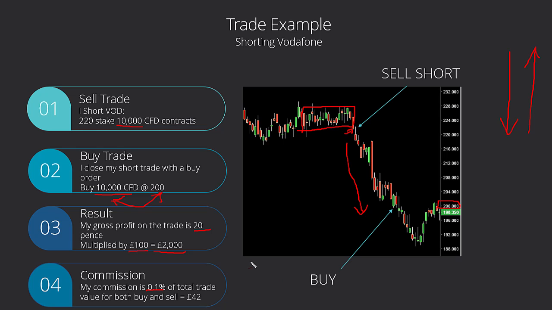So, very nice profit on this particular trade in this example. Obviously, if the market had gone against us, if we'd gone short and it had gone higher, we would have had a loss on the trade. But in this example, we had a winner.